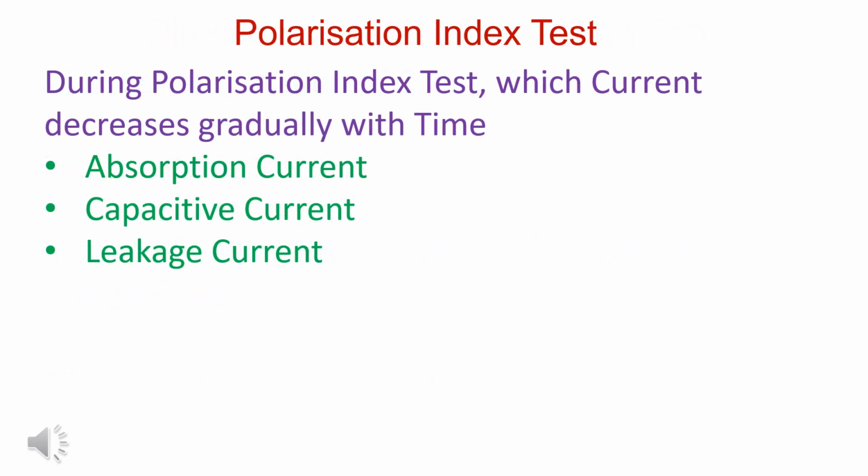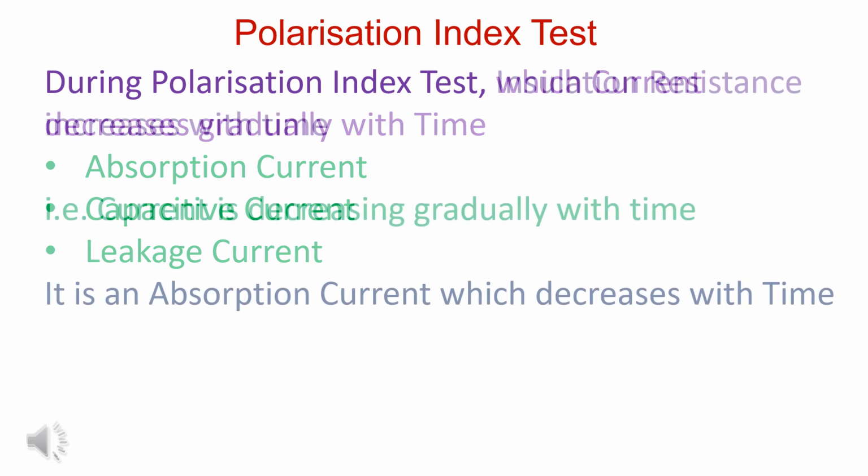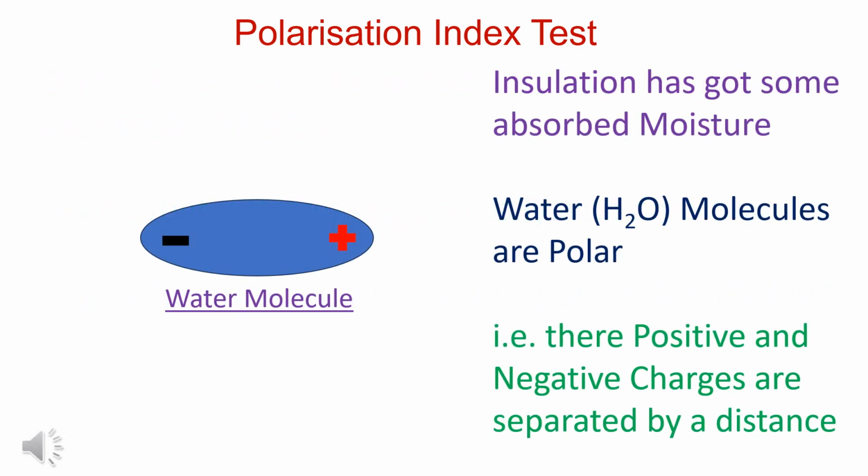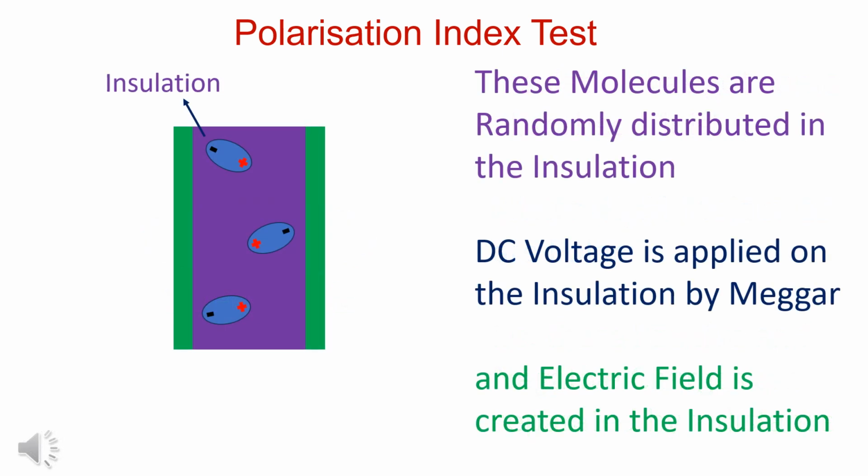During the polarization index test, which current decreases gradually with time? The absorption current decreases with time. The insulation absorbs moisture with time. Water H2O molecules are polar, that is, their positive and negative charges are separated by a distance. These molecules are randomly oriented in the insulation.